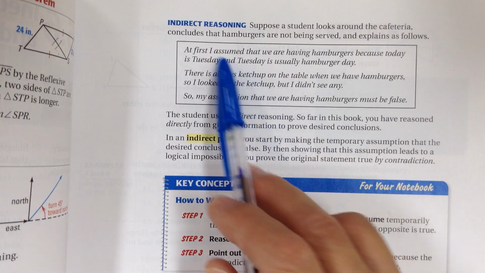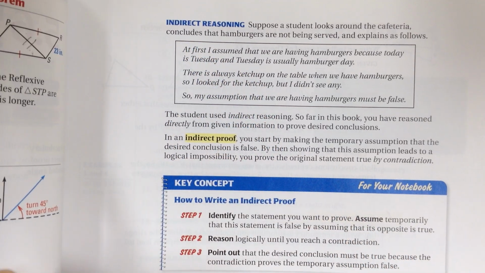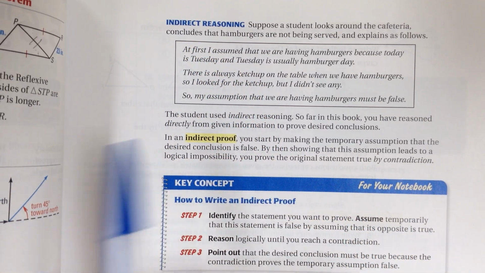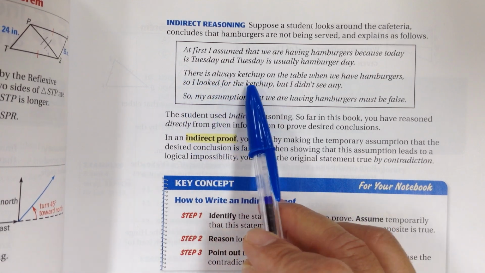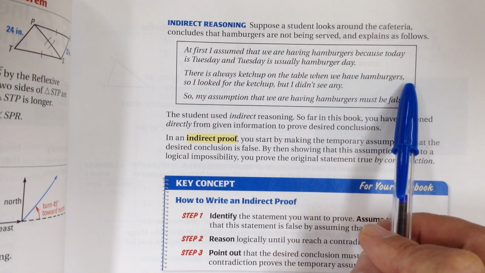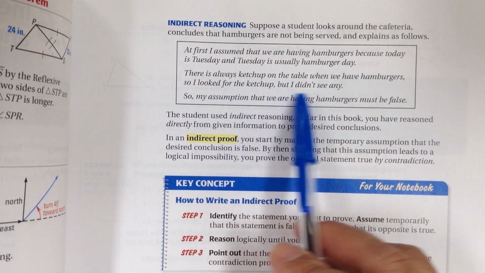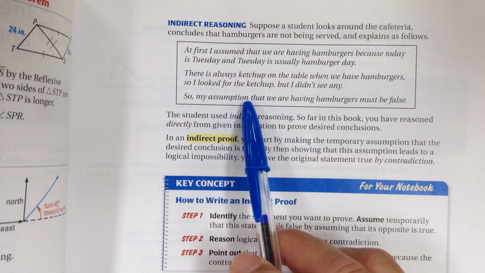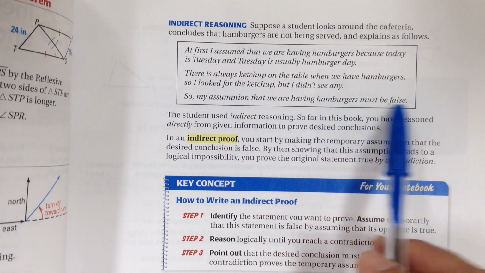You have to be careful with indirect reasoning. Sometimes indirect reasoning may not be true, so be aware of that. There is always ketchup on the table when we have hamburgers. So I looked for ketchup, but I didn't see any. So my assumption that we are having hamburgers must be false.